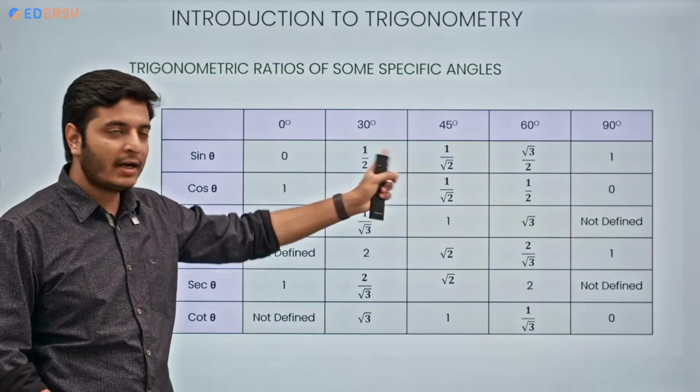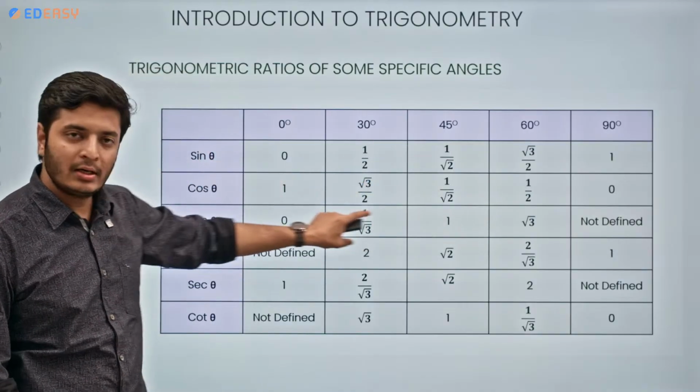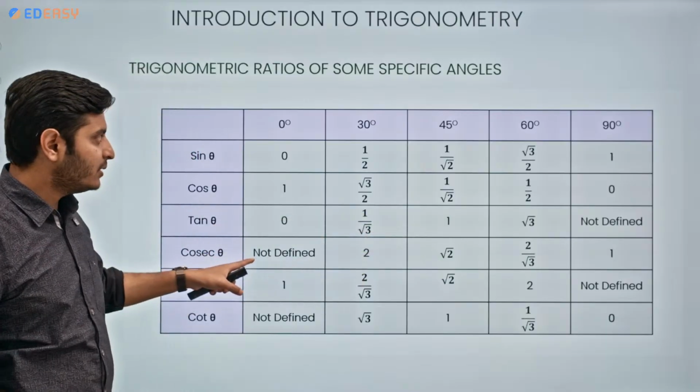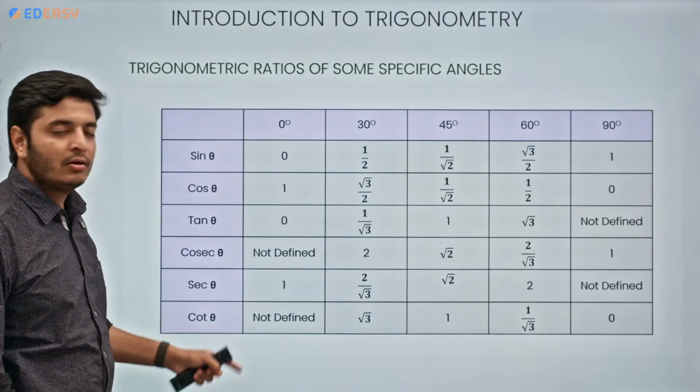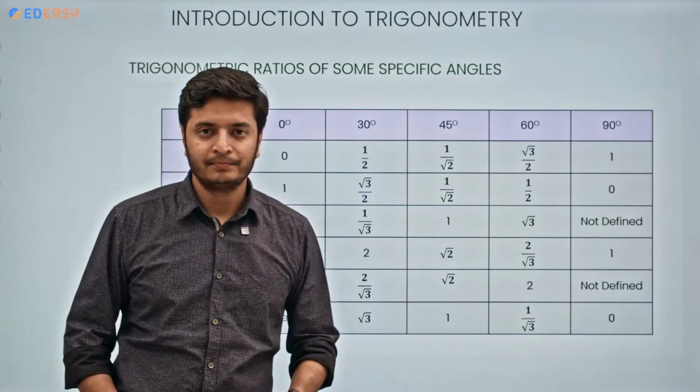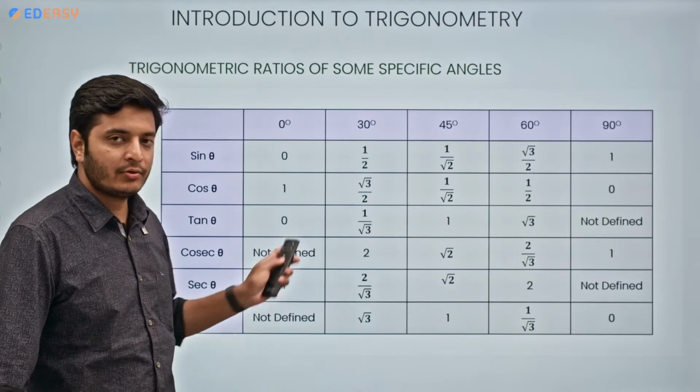Then write the numbers in the opposite order for cos, divide them for tangent, then 1 by sine will be cosecant, 1 by cos will be secant, and cot would be 1 by tan. Easy. Now, this is how you can create the table.